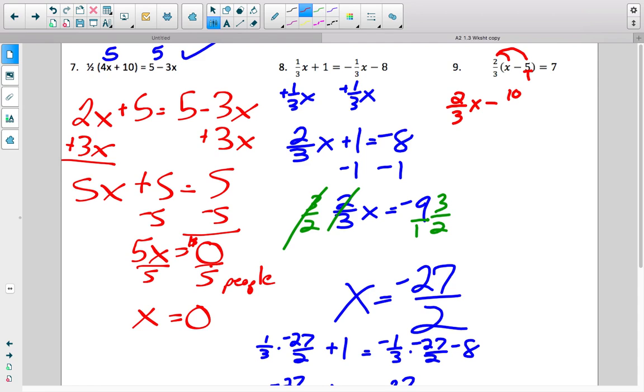So when you multiply fractions, you multiply straight across. So I did the numerators, or the top numbers, together. 2 times 5 is 10. On the bottom, I have just 3 times 1, which is still 3, equals 7.